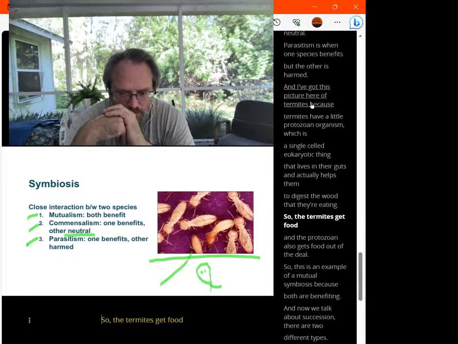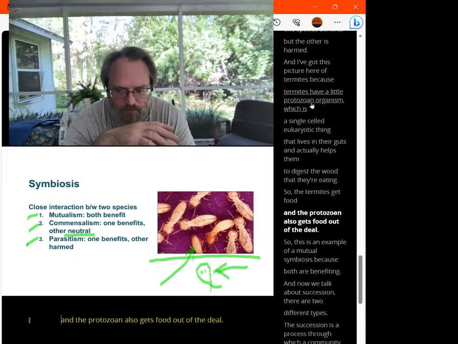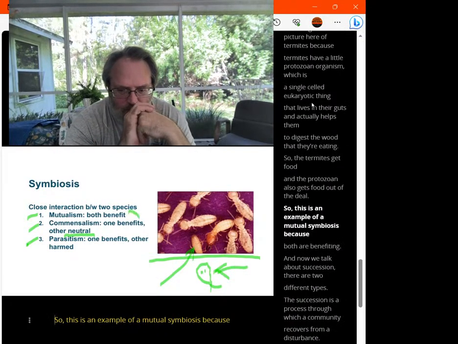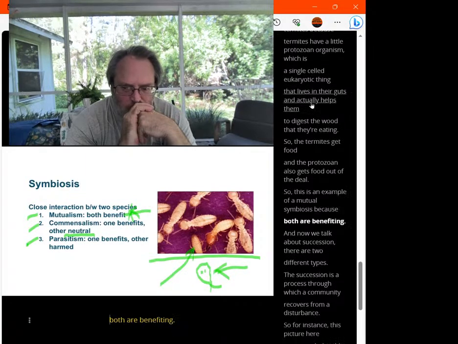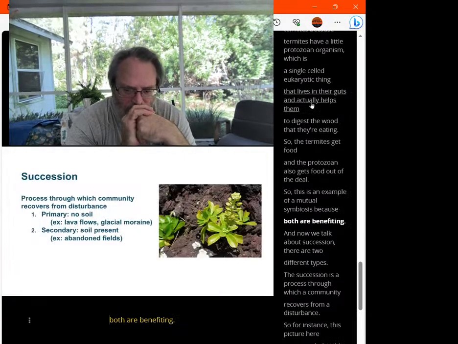So the termites get food and the protozoan also gets food out of the deal. So this is an example of a mutual symbiosis because both are benefiting. And then we talk about succession.